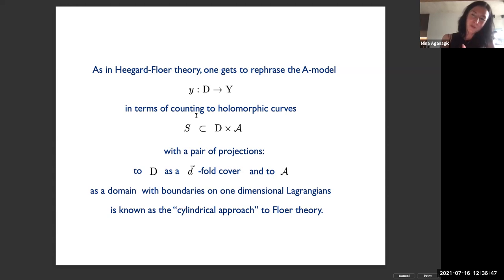Instead of counting of holomorphic maps from the domain D to Y, by counting of holomorphic curves in D times the Riemann surface with a pair of projections, one to D as a branched cover, and one to A. So D is a vector that has as many components as the rank of the Lie algebra. So for SU2, D is just a number, but in general, it's a vector. With a pair, so it has a projection to D as a branched cover and to the Riemann surface as a domain with boundaries and one-dimensional Lagrangians. So this is the cylindrical approach to Floer theory.